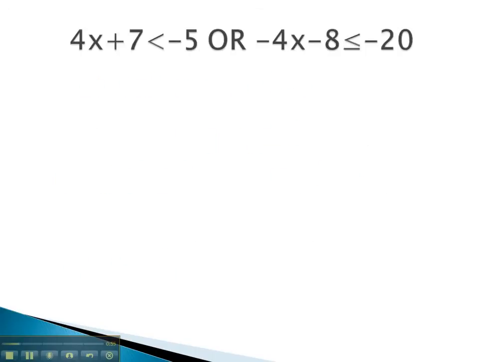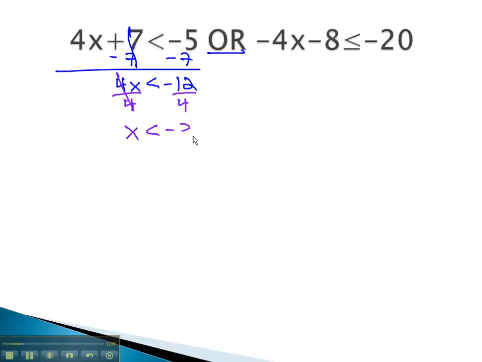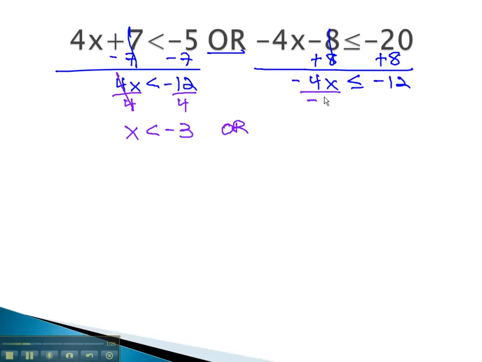in interval notation. In this first OR inequality, we start by subtracting the 7 from both sides, giving us 4x is less than negative 12, and then finally dividing both sides by 4 to get x is less than negative 3. Or we solve the other equation by adding 8, giving us negative 4x is less than or equal to negative 12. To get the x alone, we simply divide both sides by negative 4. And notice we've divided by a negative, so we flip the inequality symbol to get x is greater than or equal to 3.